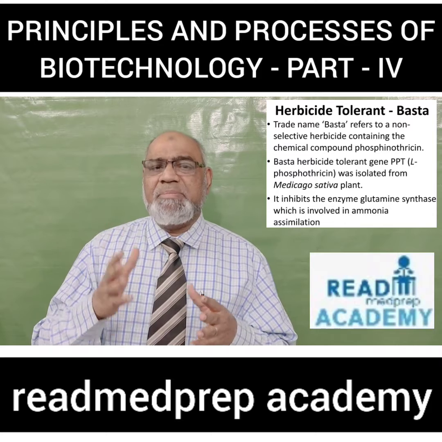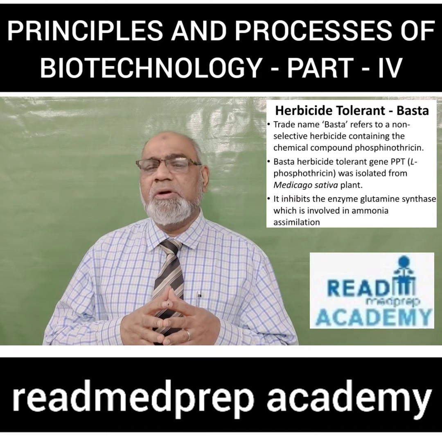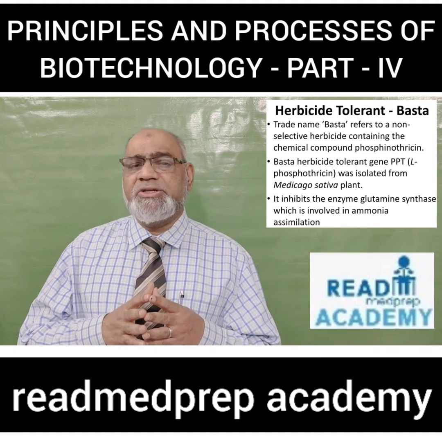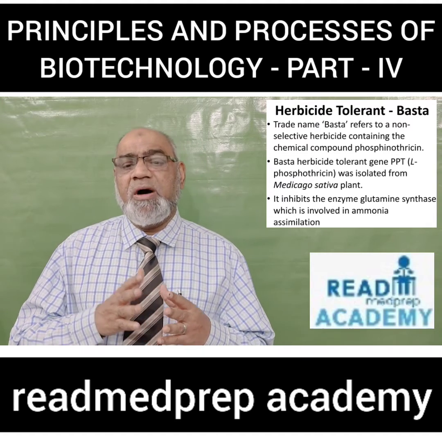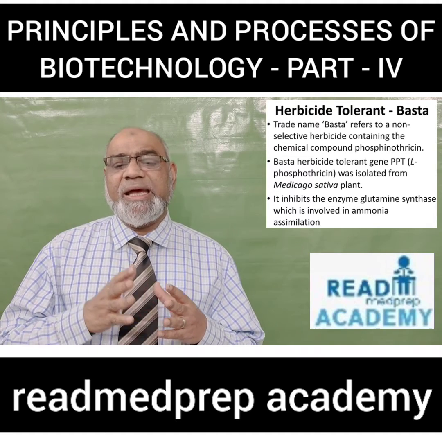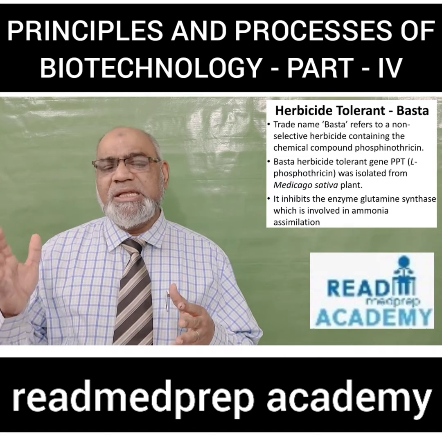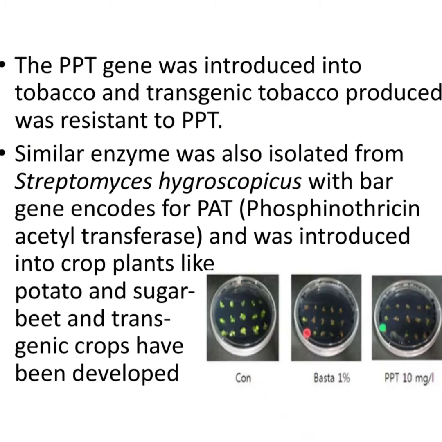The trade name Basta refers to a non-selective herbicide containing the chemical compound phosphinothricin. The Basta herbicide tolerant gene PPT, otherwise L-phosphinothricin, was isolated from the Medicago sativa plant. It inhibits the enzyme glutamine synthase, which is involved in ammonia assimilation. The PPT gene was introduced into tobacco and the transgenic tobacco produced was resistant to PPT.